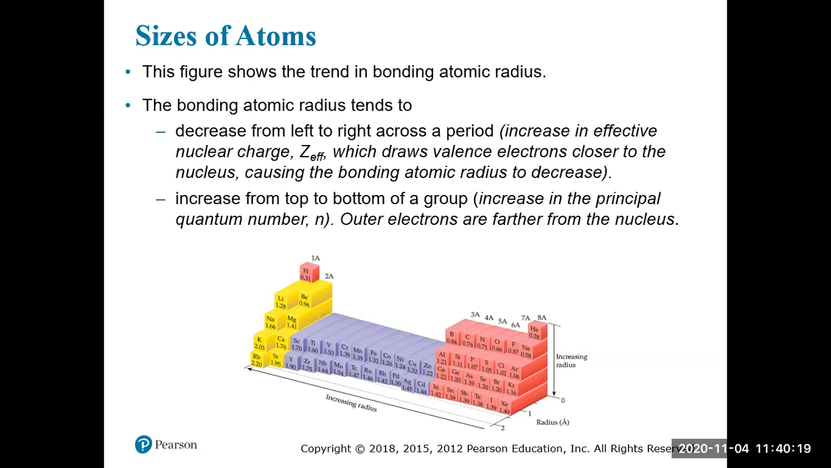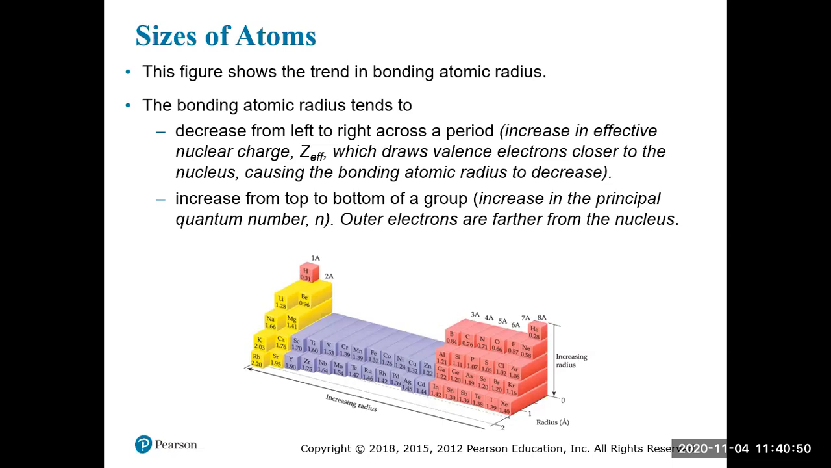And this is because we have an increase in effective nuclear charge. So if we sat down and did that calculation that we talked about to get an effective nuclear charge, we see that it is going up. And so that means the bonding atomic radius is going down. This is because we're now having the valence electrons get closer to the nucleus, and this causes the bonding atomic radius to decrease.